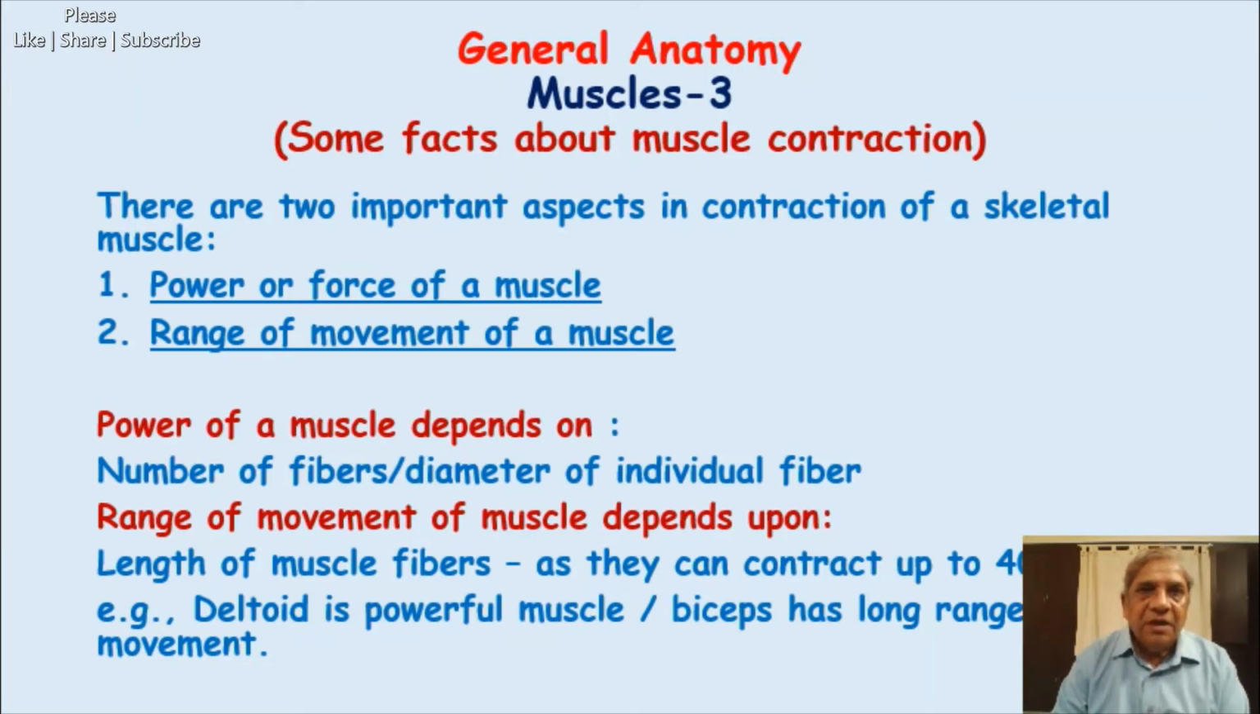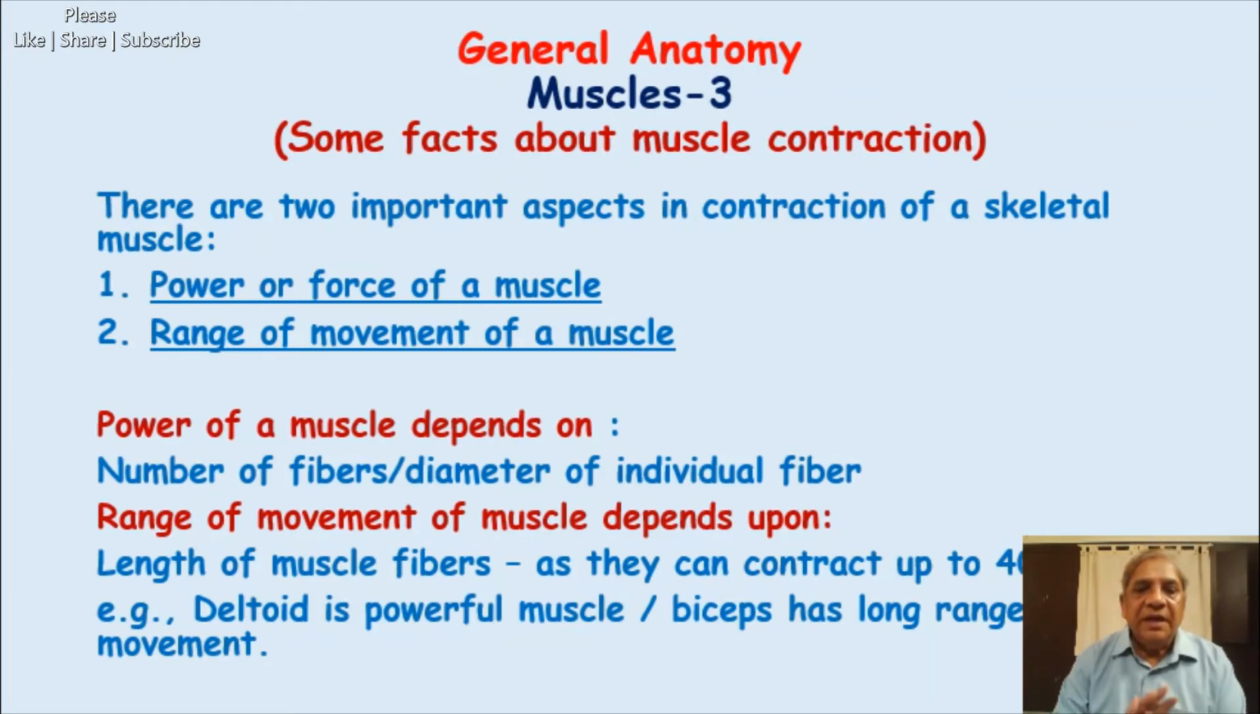Now, the second aspect of muscle contraction is the range of movement of the muscle. This range of movement depends on the length of the muscle fiber. If the muscle fibers are long, then their range of movement will be more. If the muscle fibers are short, the range of movement is not more, but they are powerful muscles. That thing you should be clear in your mind.